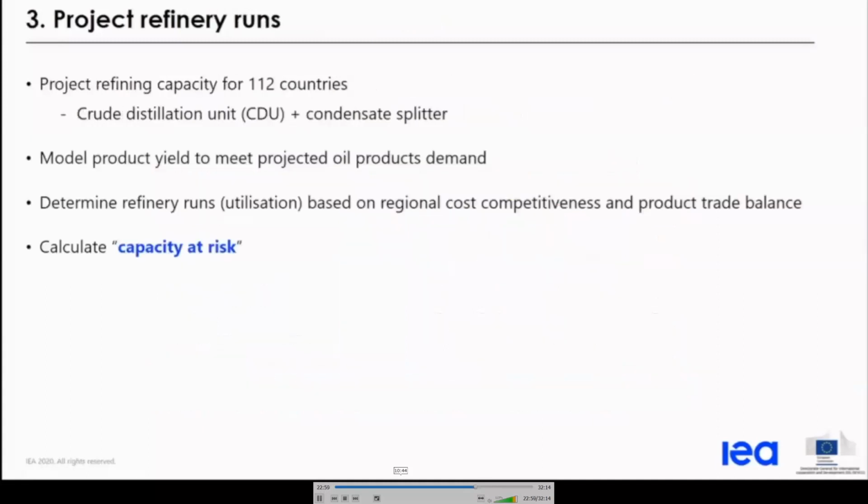Project refining capacity is built and assessed for 112 countries in the World Energy Model. This is split into the crude distillation units and also the condensate splitters. All of these take a look at the model product yields and meet projected oil products demand on a global and also then a regional basis. Refinery runs or utilizations are determined based on regional cost competitiveness and also on product trade balances. These are pulled together, and we also take a look at the refining capacity at risk, or essentially what level of capacity may not be needed to meet current and future supply.